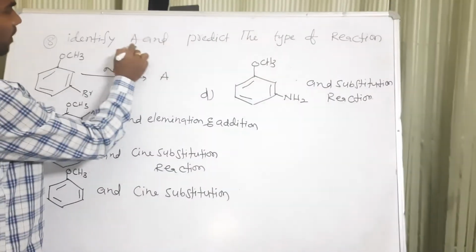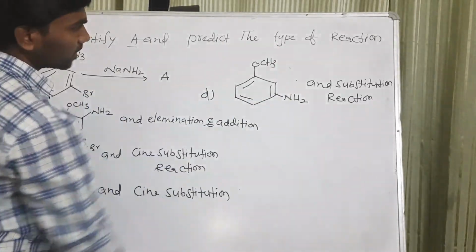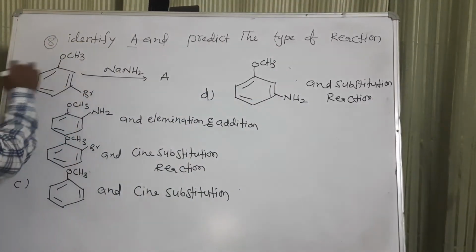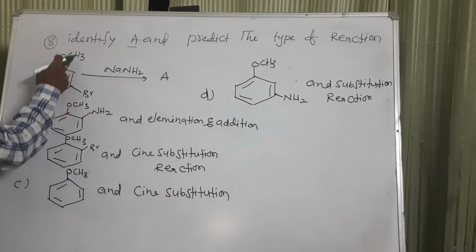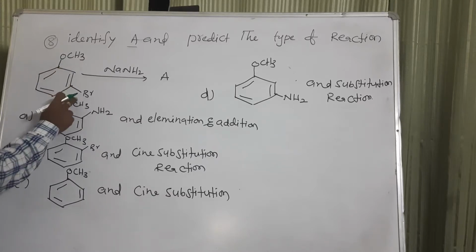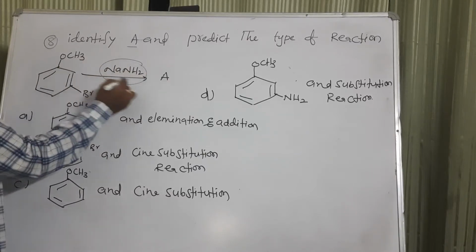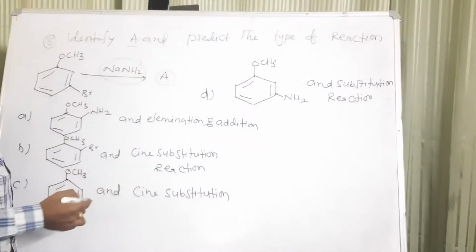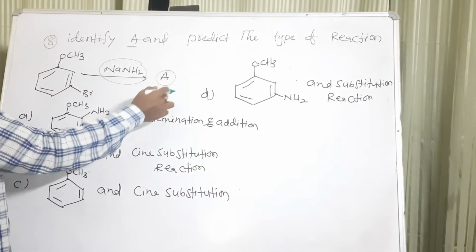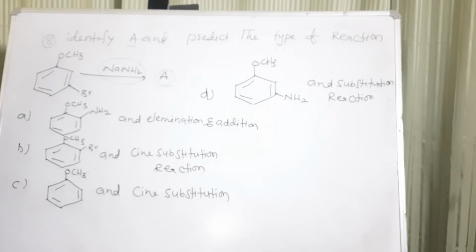Identify A and predict the type of reaction. So this is metabromoanisole. The name of this compound is metabromoanisole. When it is reacting with sodamide, it is going to form A. So what is A? Among the four options we have to select what is A, right?